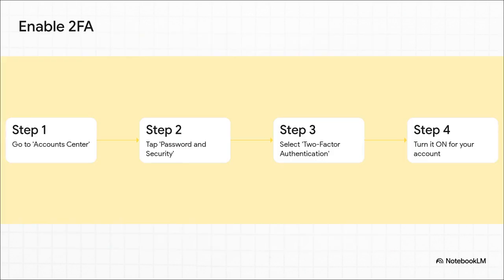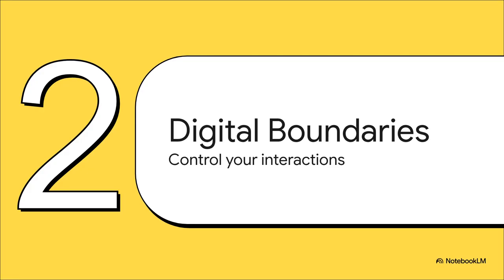Setting this up is just as straightforward. In your settings, you'll find the Account Center. From there, go to Password and Security and turn on two-factor authentication. Trust me, this is an absolute must-have for stopping anyone else from getting into your account. Okay, our digital house is now locked and bolted.